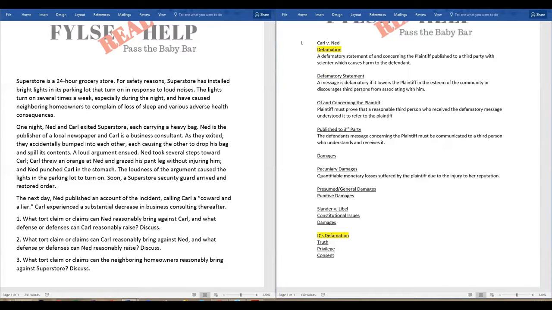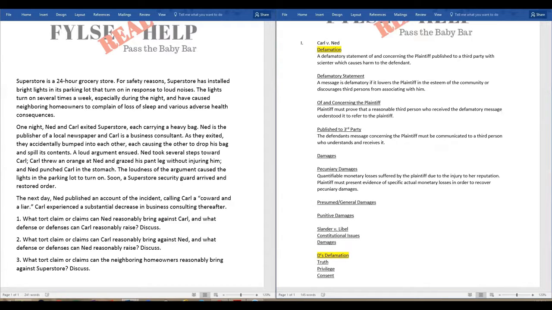So in order for Carl to be able to recover on pecuniary damages, the plaintiff must present evidence of specific actual monetary losses. So let's go ahead and let's get this down here. Plaintiff must present evidence of specific actual monetary losses in order to recover pecuniary damages.